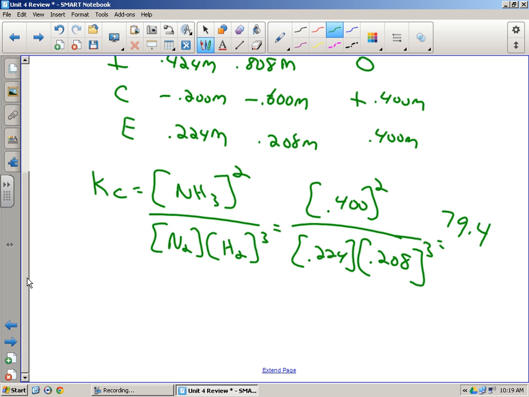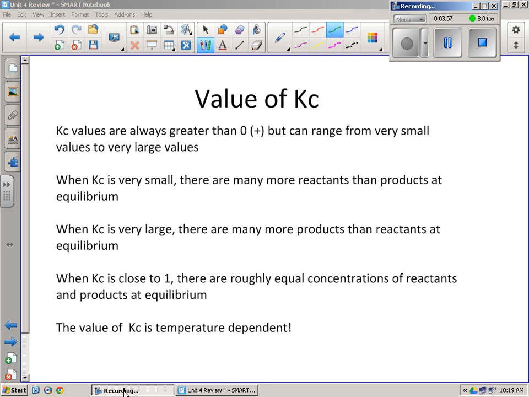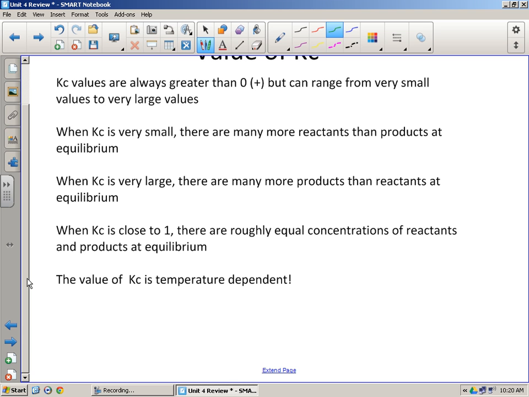All right. So Kc values, what do they tell you? Well, we'll talk about that on the next page here. Kc values are always greater than 0, but can range from very small to very large values. When Kc is very small, there are many more reactants than products at equilibrium. So basically it favors reactants. When it's very large, of course, we get a lot of products and not very much reactants. When Kc is close to 1, they're roughly about equal concentrations. And the value of Kc is temperature dependent. In fact, temperature is the only thing that affects Kc in those cases there.